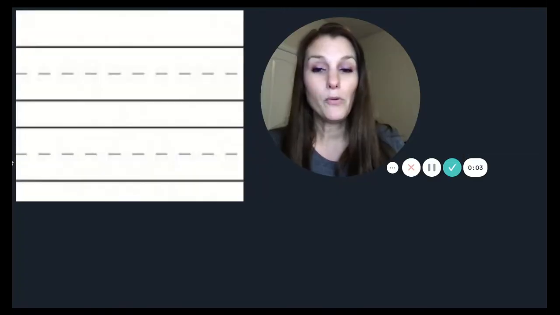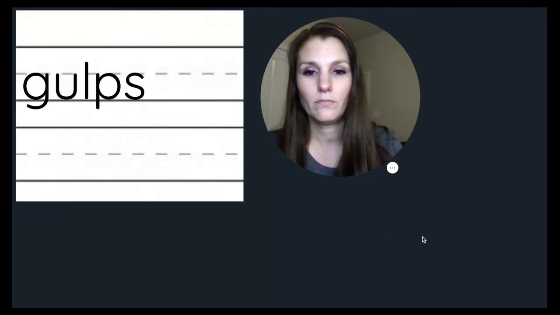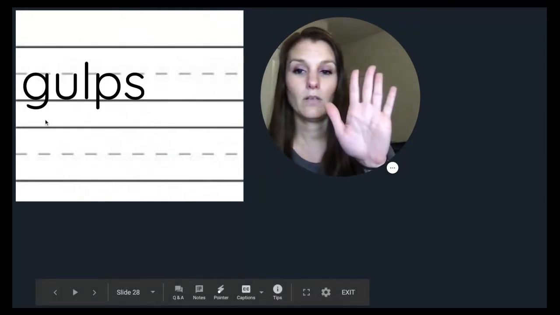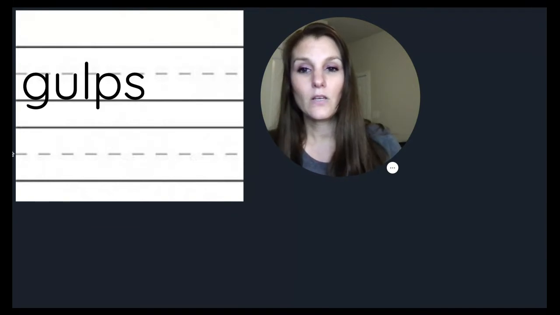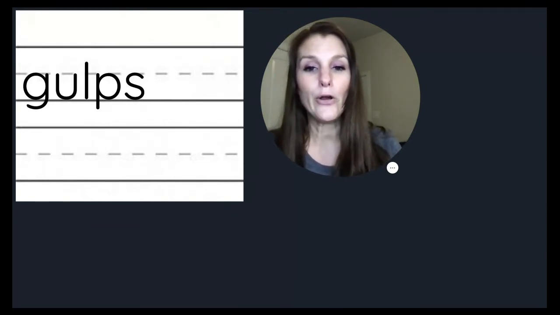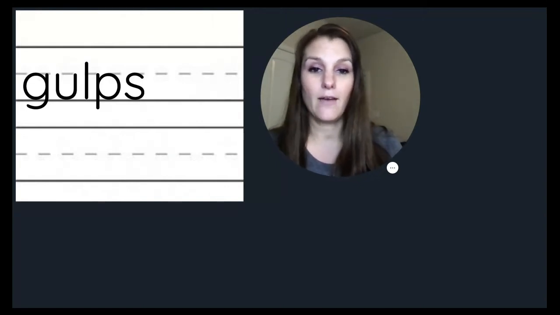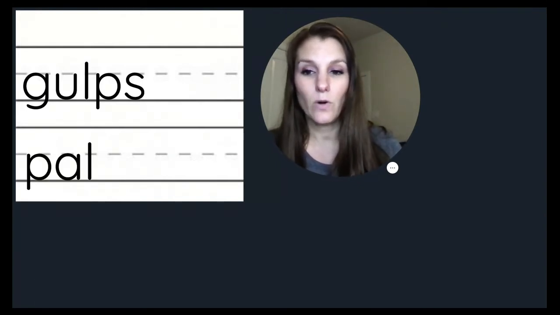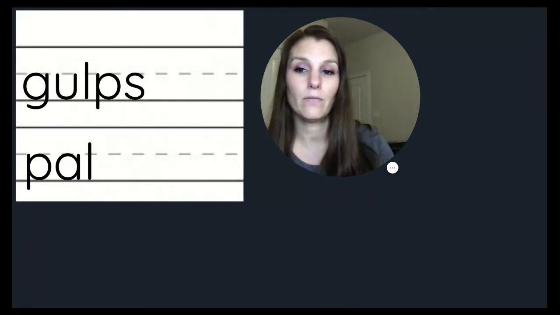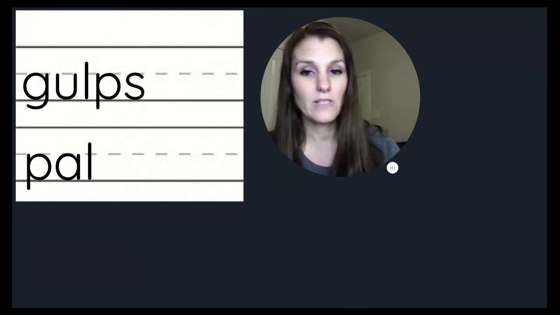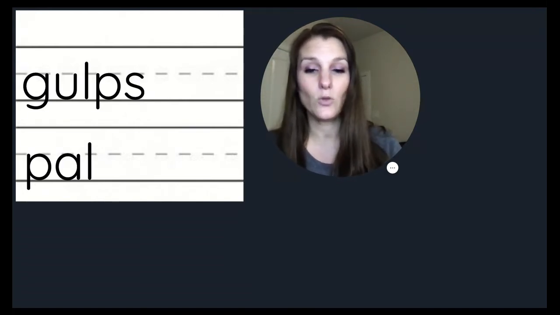Before we read our story today, let's review some vocabulary words. Let's sound out this word. G, u, l, p, s. Gulps. To gulp means to swallow in a hurried or greedy fashion. For example, I gulped down my water after running. Now let's sound out this word. P, a, l. Pal. A pal is a friend. For example, my pal shares his toys with me.